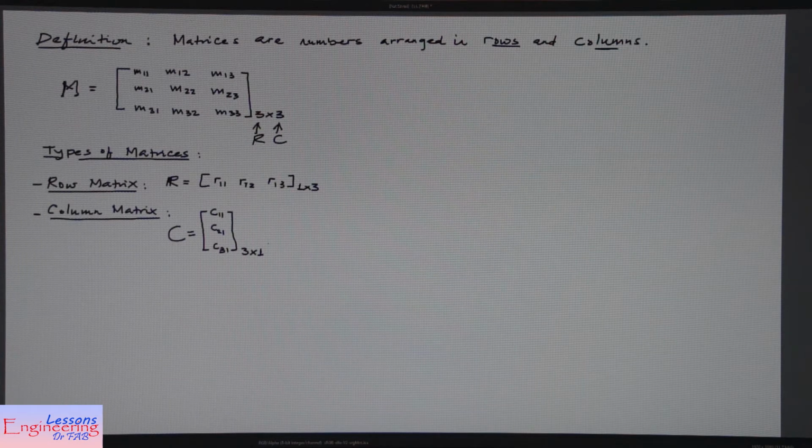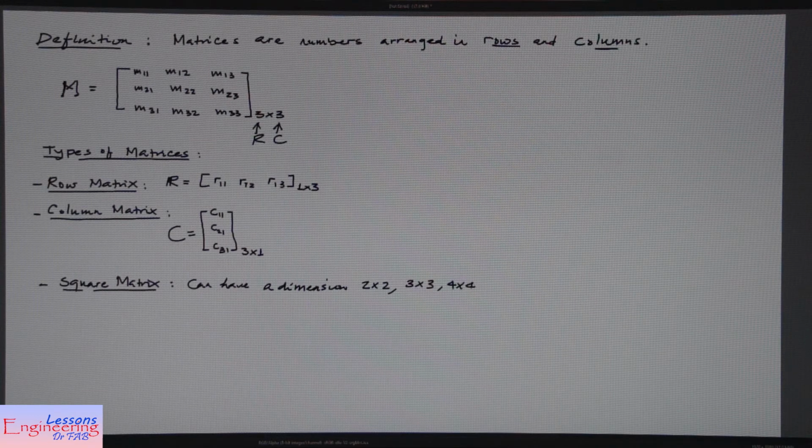Another type of matrix that we want to see is the square matrix. A square matrix will have equal number of columns to its rows. Square matrix can have a dimension of 2 by 2, 3 by 3, 4 by 4, and so on. Let's take an example of our square matrix S, a dimension of 3 by 3.